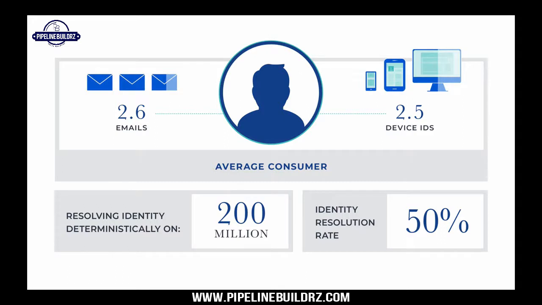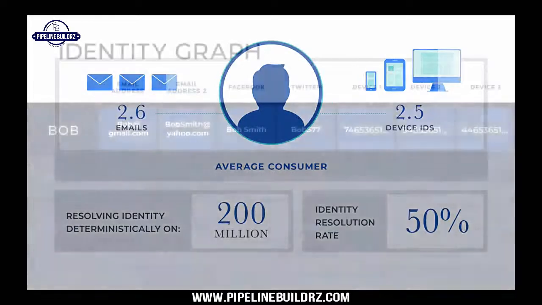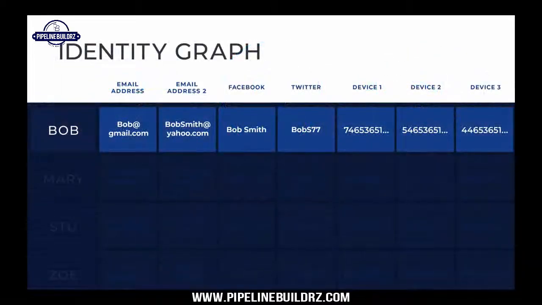We've resolved Bob's identity, so we know it's Bob. We know his various email addresses and who he is on different platforms. We know the IDs of his various devices, and we're able to track Bob's behavior so we know what he's looking for. But we also know a lot about his demographic and psychographic profile as well.